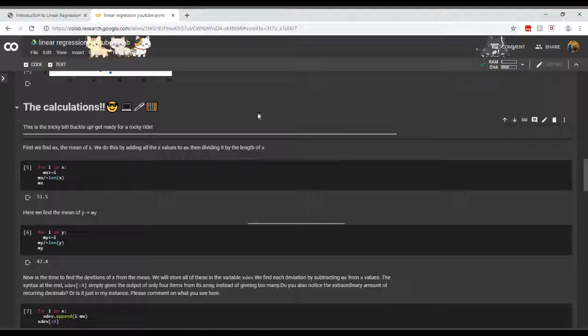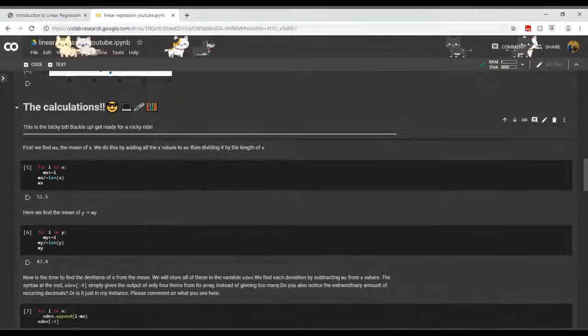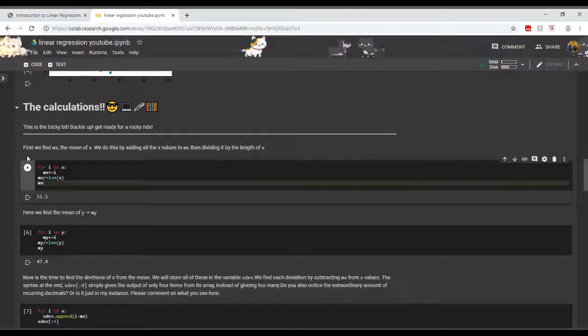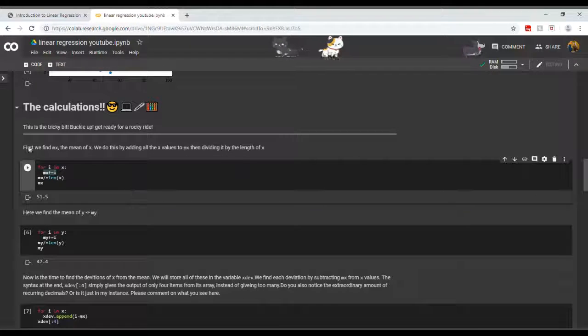Now this is the tricky bit. The calculations. The mean part's quite easy. Just find the mean of x. I'm sure we can do that. You find the mean of x by first adding up all the x's into mx, every single x value, and after that you divide it by the length of x, and then you show it. This is the mean of x.